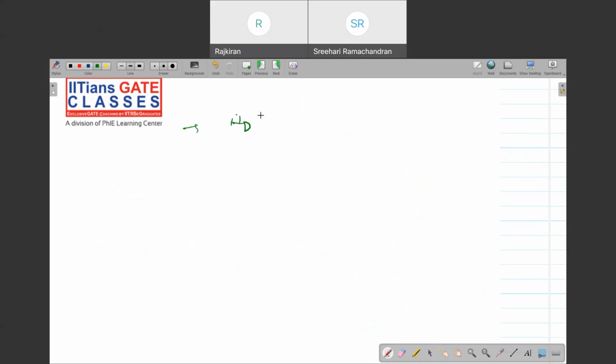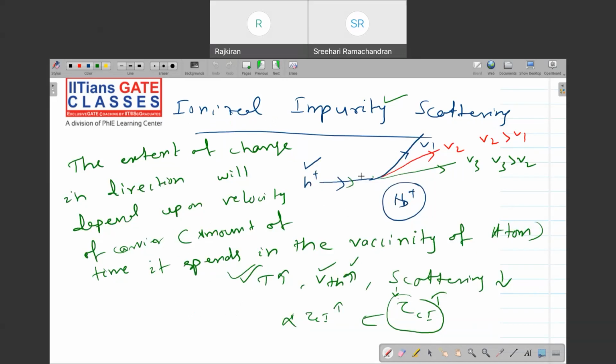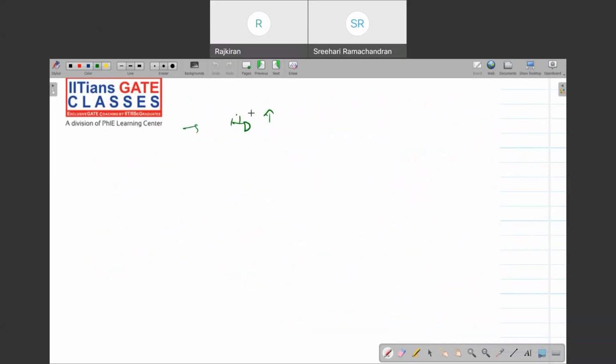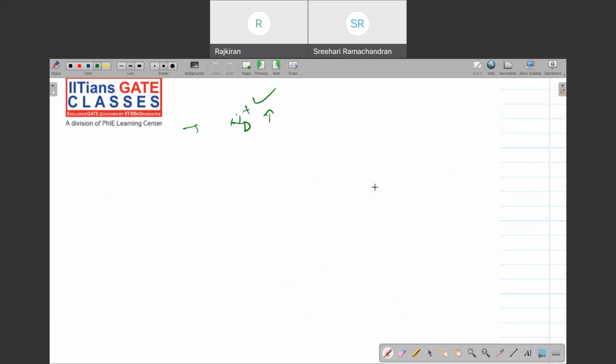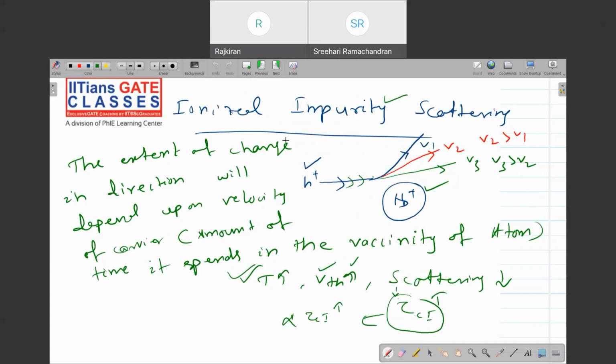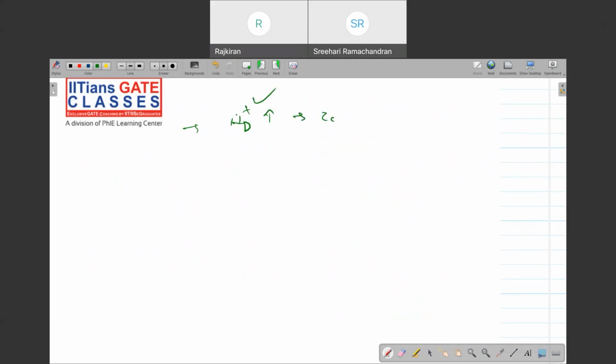Similarly, if I increase the concentration Nd plus, what will happen? The scattering will be more, because the carrier will see the ionized particles more often. If I go on increasing the donor concentration, the ionized impurity scattering will be more, because I have more positively charged bound donor atoms in the crystal. The more the doping, the more the bound atoms, the more the scattering. Clear? So tau CI will be reduced as Nd increases, because they will scatter more, and the collision time will be less.